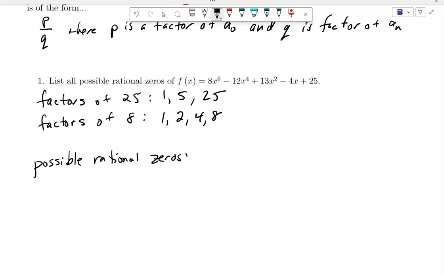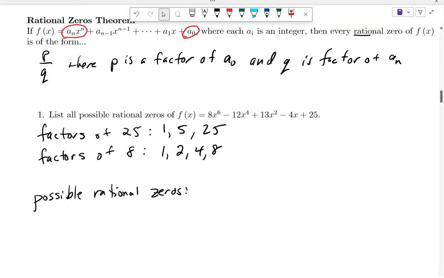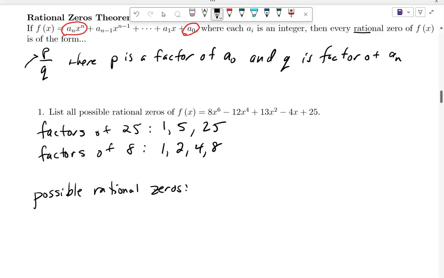All right, so now when we make our possible rational zeros, we're going to be very, very systematic about this, okay? These are our possible, again, going through this, notice what the rational zeros theorem says. The numerator has to be a factor of the constant, right? So these are your possible numerators here.